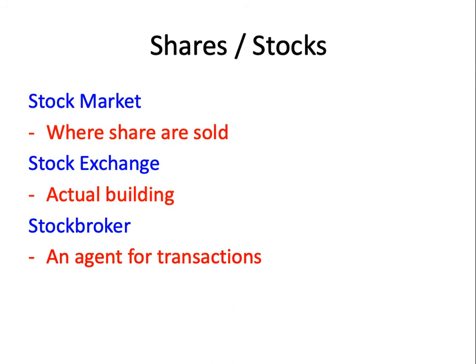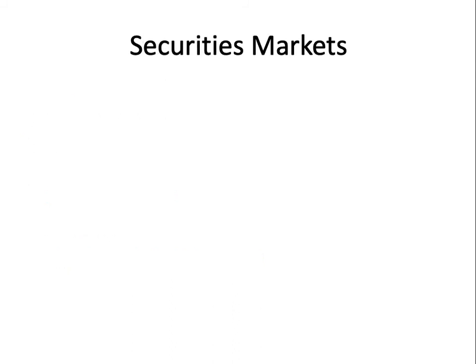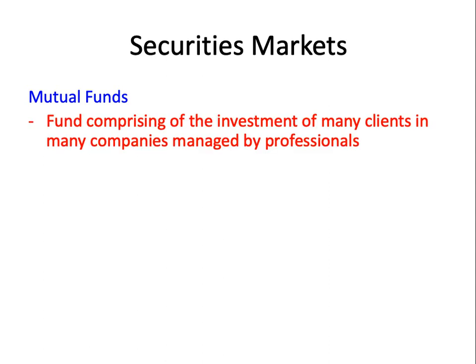So to continue our conversation on securities, we want to look at a few different types of securities. The first is mutual funds. You might hear a lot about them, or you might know a little bit about them. Let's see what they are. A mutual fund is a fund comprising the investments of many clients in many companies, managed by professionals.